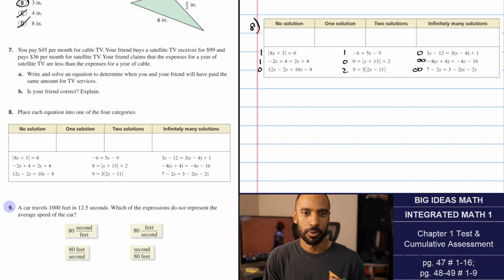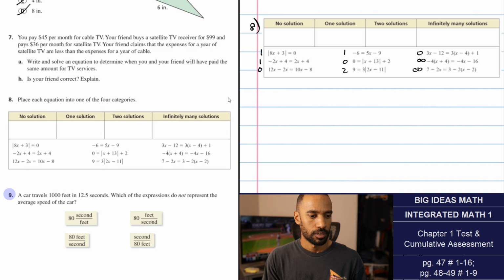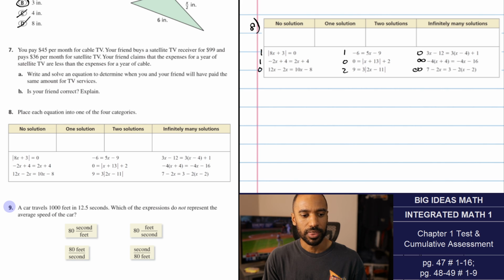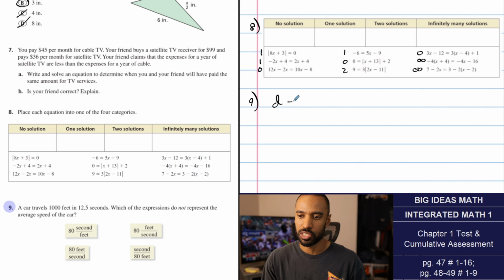Last question's number 9. A car travels 1,000 feet in 12.5 seconds. Which of the expressions do not represent the average speed of the car? Well, what I'm going to do is first just represent this as distance equals rate times time. So if we solve for rate, we have to divide both sides by time. So this is going to be rate equals distance over time.